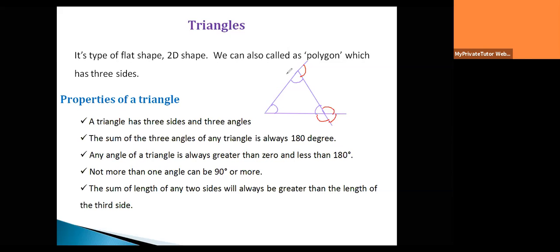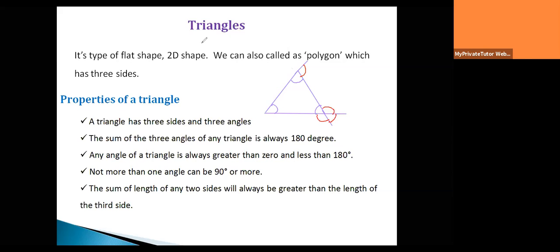And you can see the fourth point, an important one: not more than one angle can be 90 or more. Which means in a triangle, at most one angle will be 90 degrees or more, guys. And the last one, you guys know that: the sum of the lengths of any two sides will always be greater than the third side. From this we will go ahead with the Pythagoras theorem and so on.